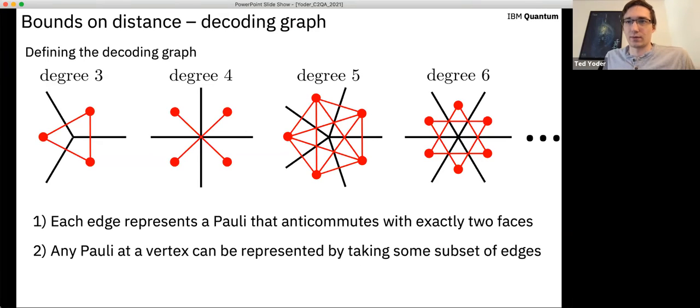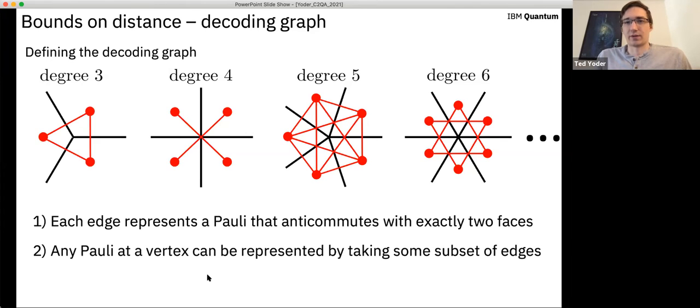Okay, so I have like 10 minutes or so. So I can discuss where the logical operators of the codes are, and talk about the code distance. To figure out the code distance, we should identify where logical operators are, because the code distance is the weight of the smallest logical operator, the Pauli weight. And to do that, we'll define what's called a decoding graph.